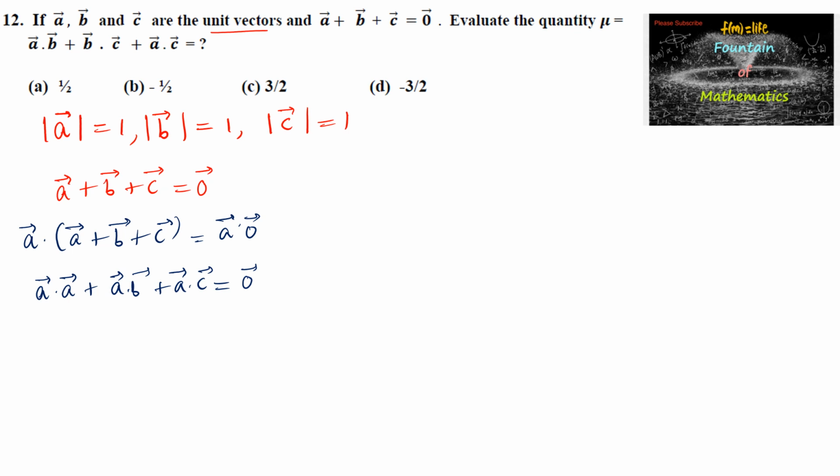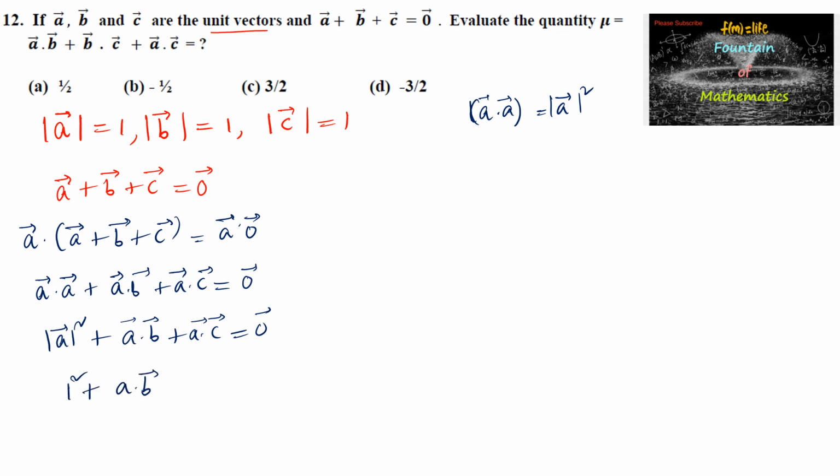A dot A is nothing but mod A square, we can write. And here mod A square plus A dot B plus A dot C is equal to 0. And we know mod A is equal to 1. So we can write 1 square plus A dot B plus A dot C is equal to 0, or A dot B plus A dot C is equal to minus 1.